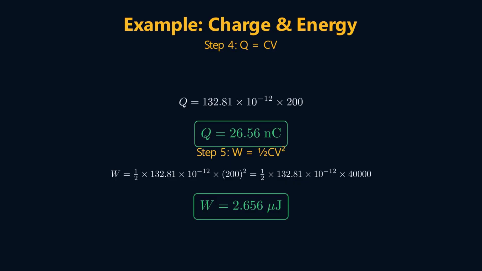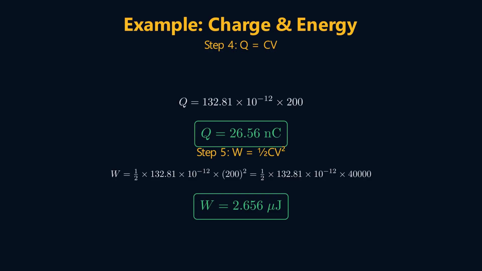Step 4. The charge is Q equals CV. Q equals 132.81 times 10 to the negative 12 times 200. That gives Q equals 26.56 nanocoulombs. Step 5. The stored energy is W equals 1/2 CV squared.